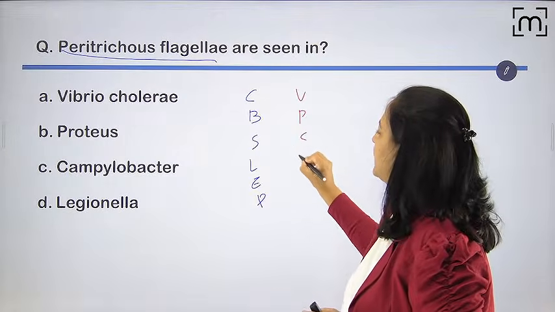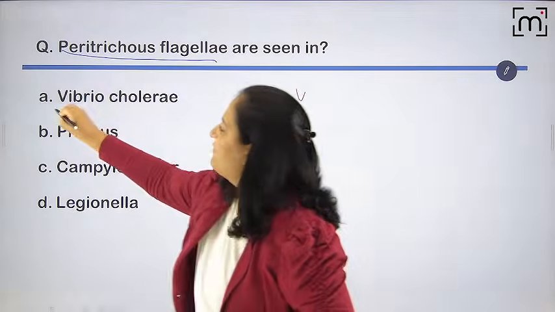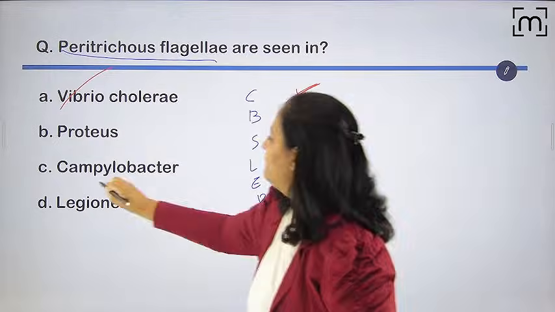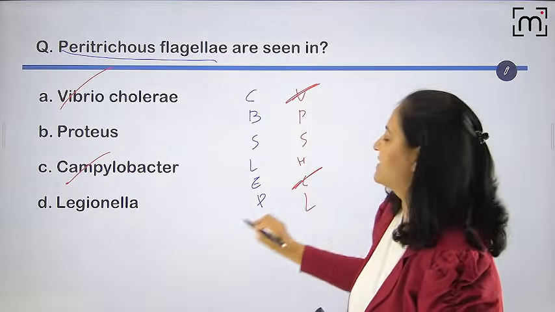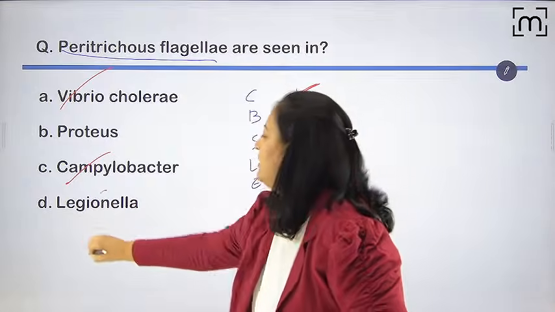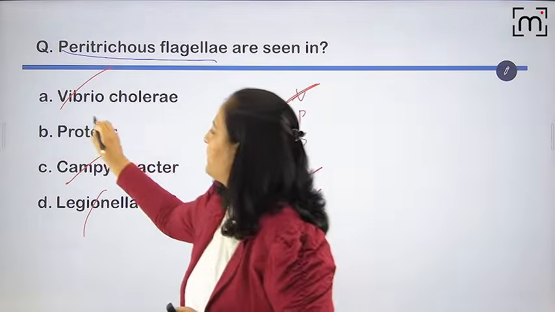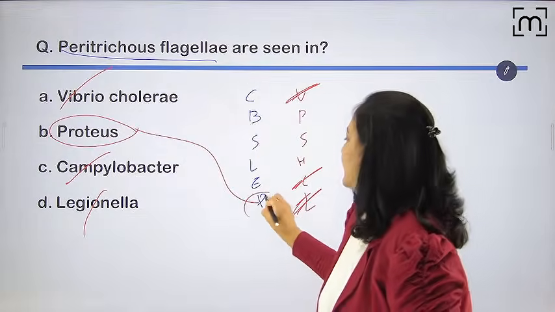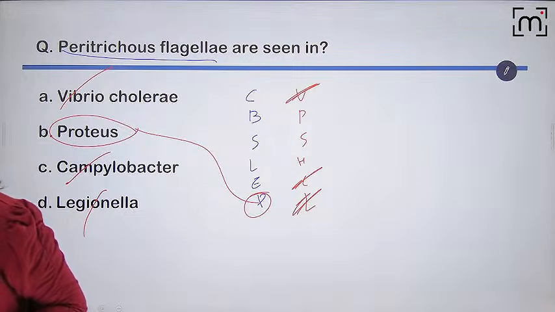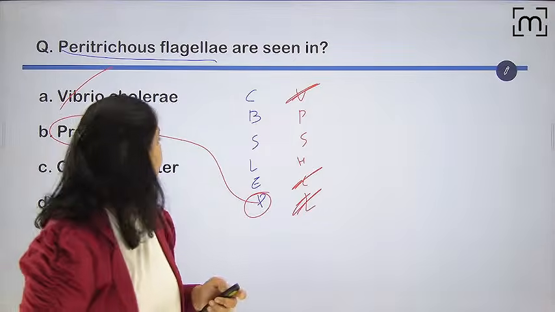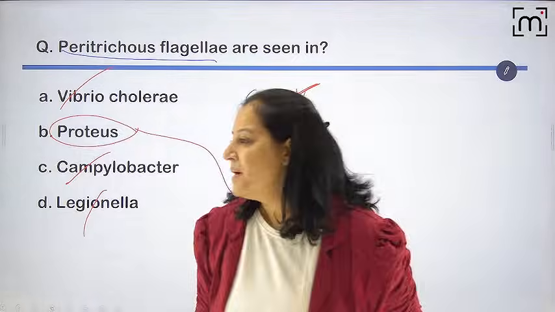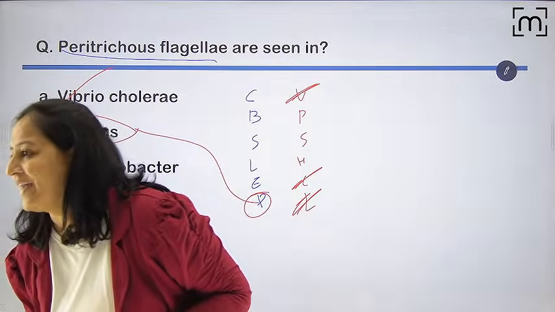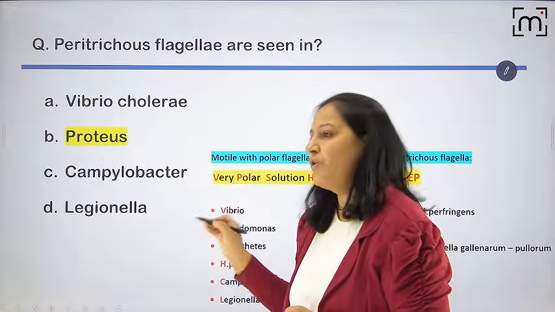And what's the mnemonic of polar flagella? Very polar solution, HCl. So where is B? B is coming on that side. Where is Campylobacter? That is also coming on that side. Where is Legionella? That is also coming on that side. But only Proteus is coming on this side. So what's the correct answer? Yes, the correct answer is B. Most of you are right. Very good. This is how you have to approach the question.